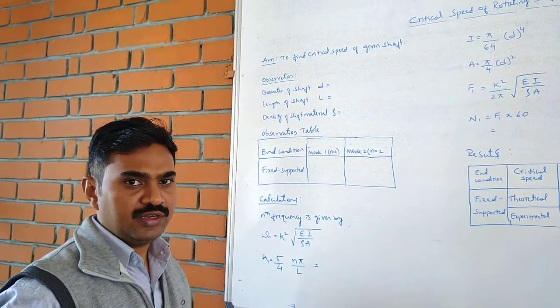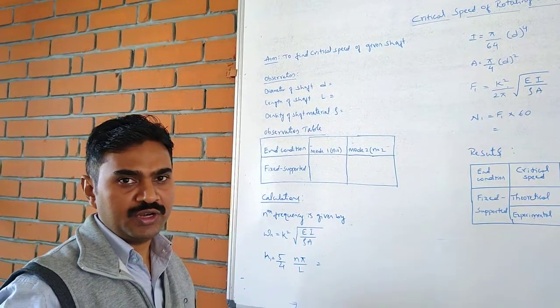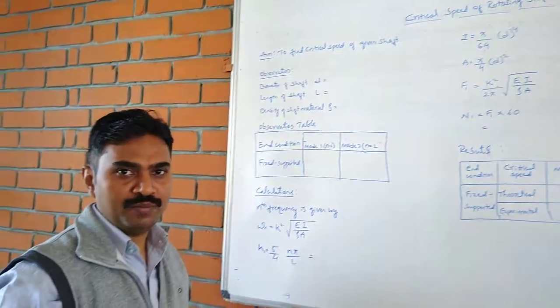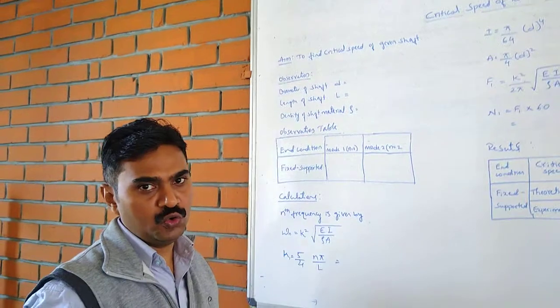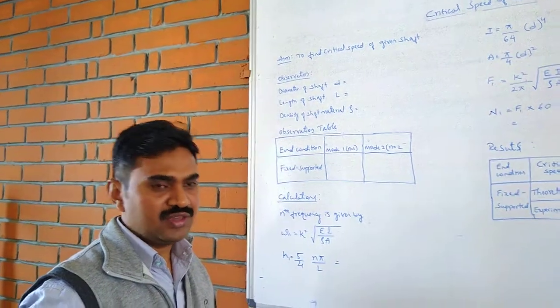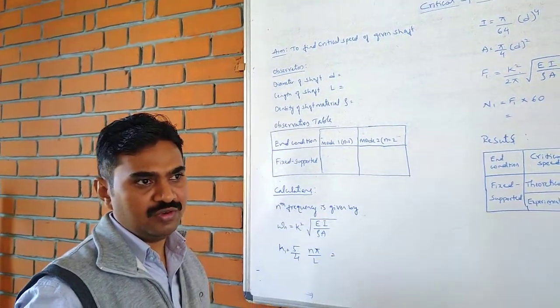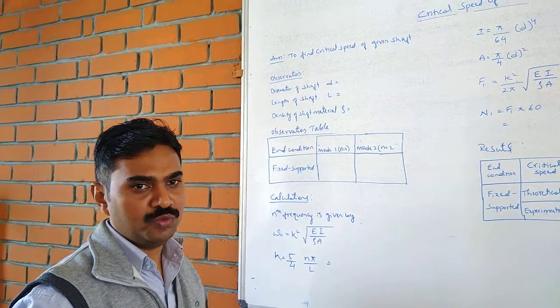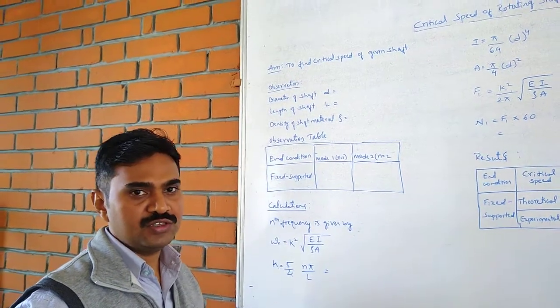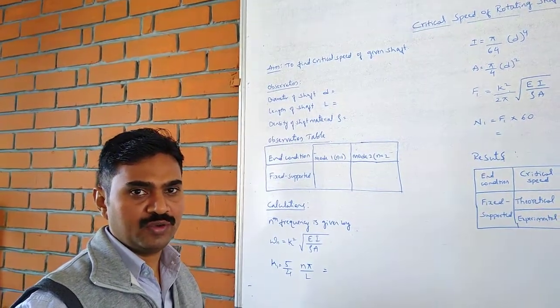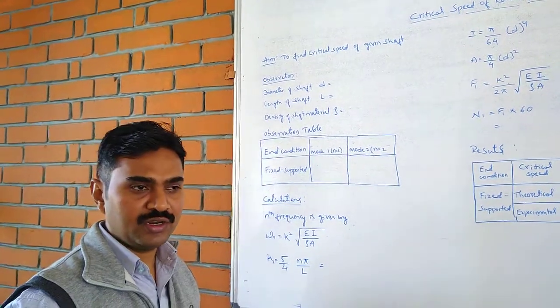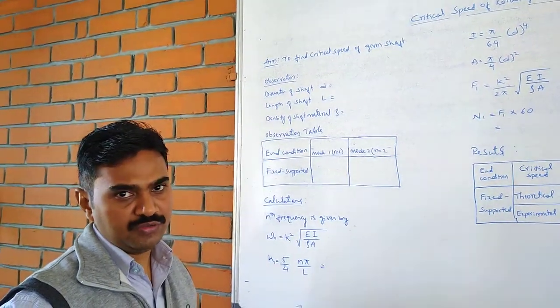That is, it moves from its rotating axis and tends to vibrate, and it forms a loop. Just like a skipping rope, you can see where it forms a loop. The same kind of loop is formed at a certain speed when the shaft is rotating, and that speed is called the critical speed of the shaft.